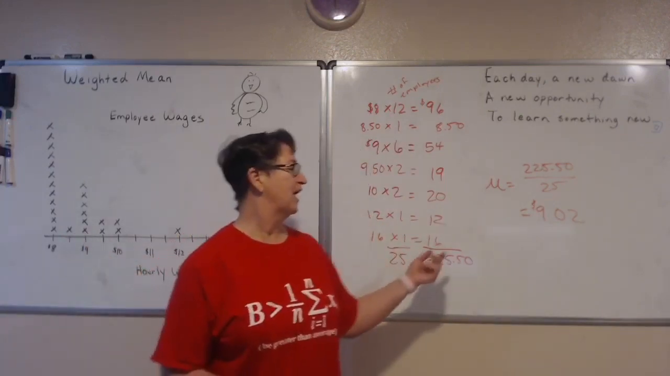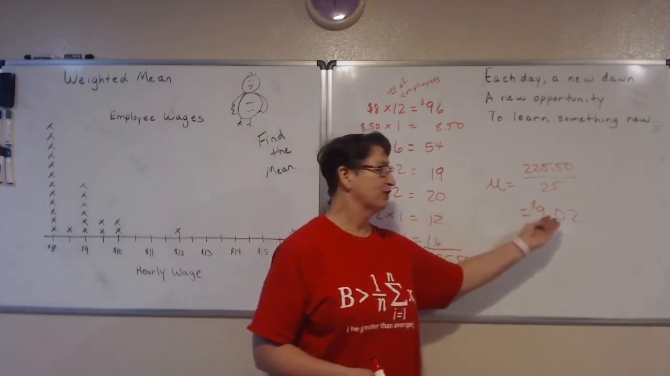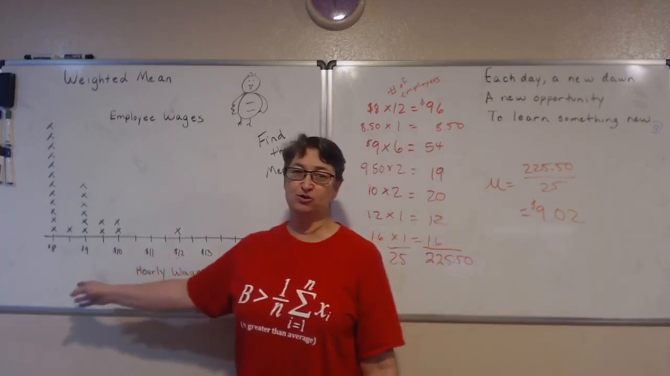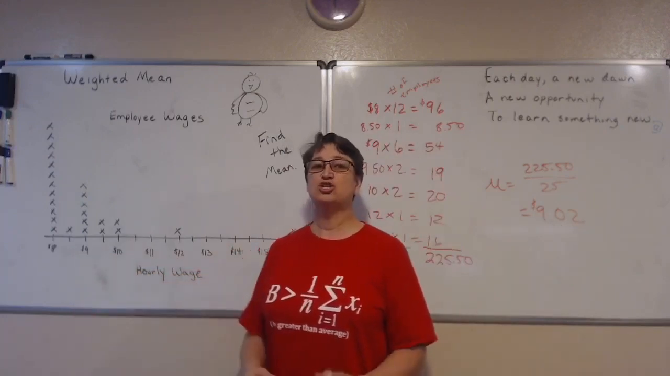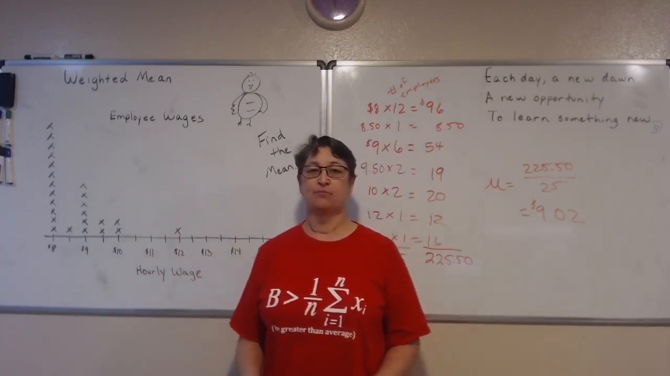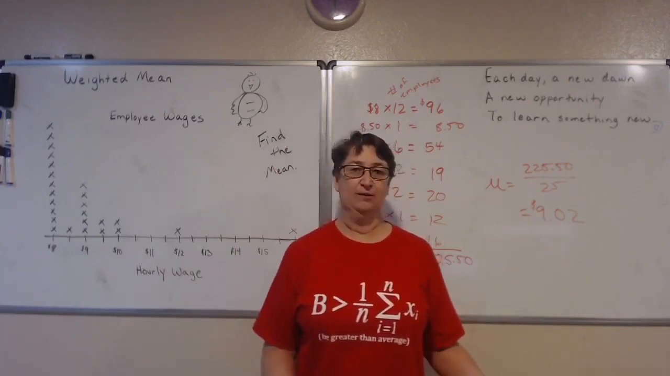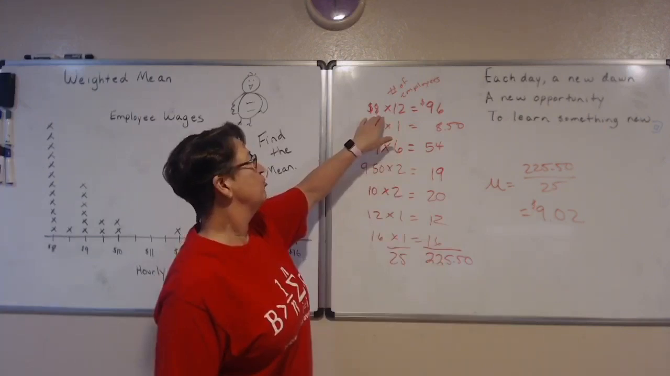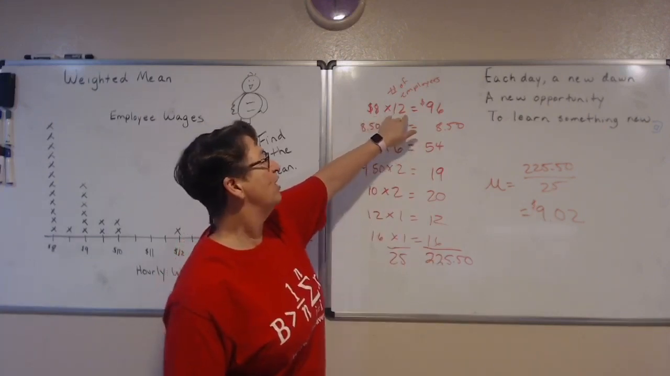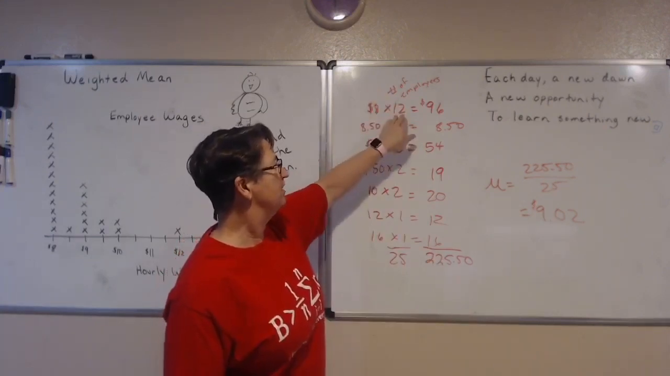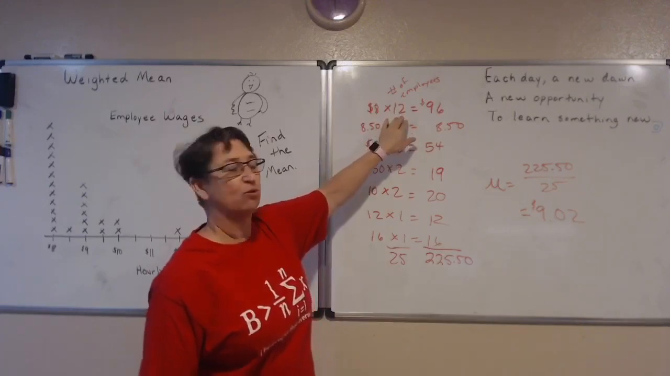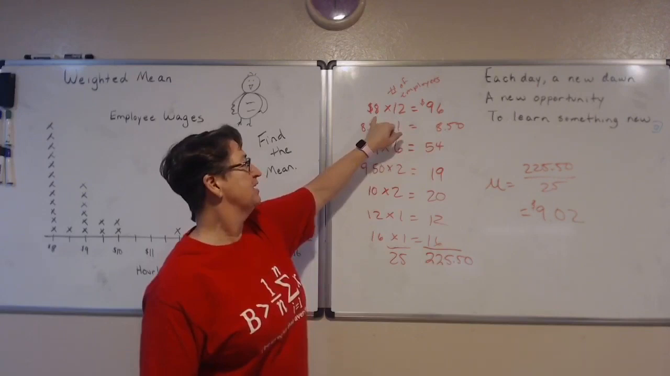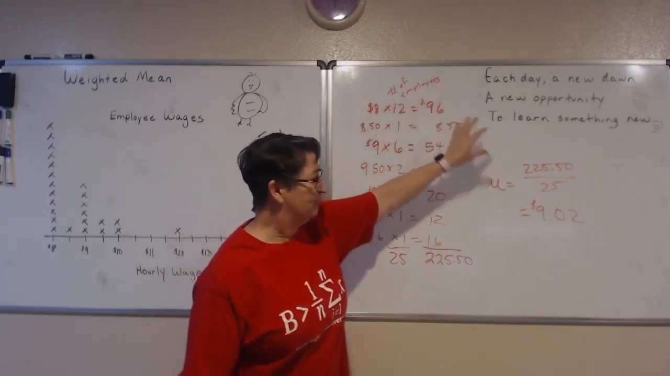So what did we just find? We found the average salary. Now, nobody on here made $9.02. That was just on average. So what makes this a weighted mean? Well, notice that our $8 was weighted towards 12 people. It was more heavily weighted. There were more people that had a salary of 8. This is an example of a weighted mean.